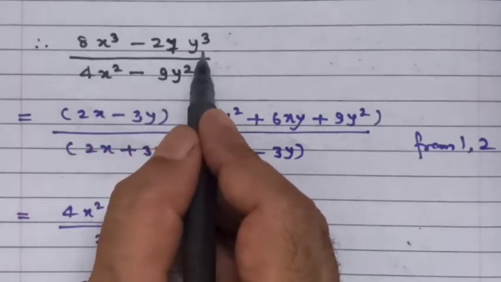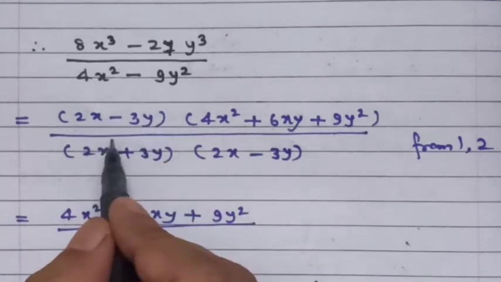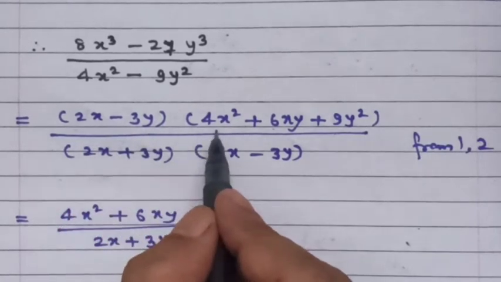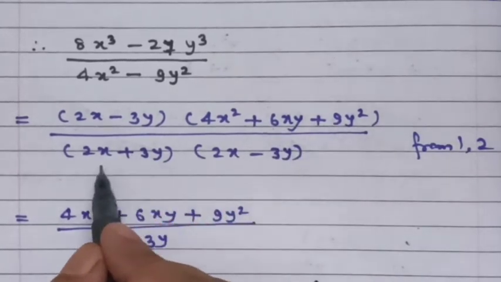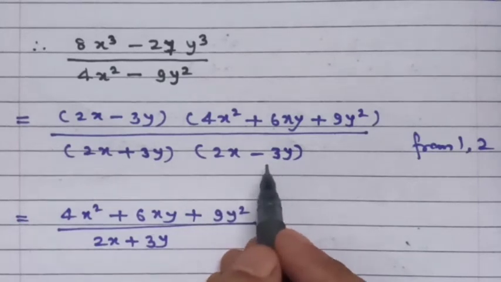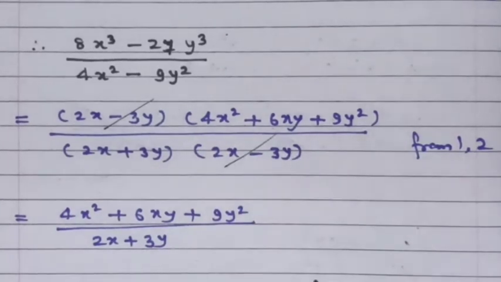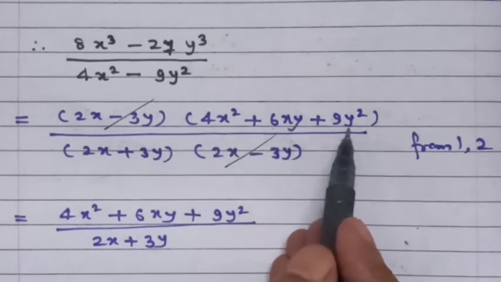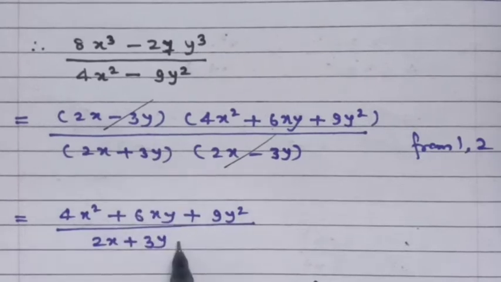Now write the question: 8x cube minus 27y cube upon 4x square minus 9y square. Put the values. So when you put the values, you will write 2x minus 3y into 4x square plus 6xy plus 9y square upon 2x plus 3y, 2x minus 3y. Now here 2x minus 3y and 2x minus 3y get cancelled. What remains is 4x square plus 6xy plus 9y square upon 2x plus 3y, which is your answer.